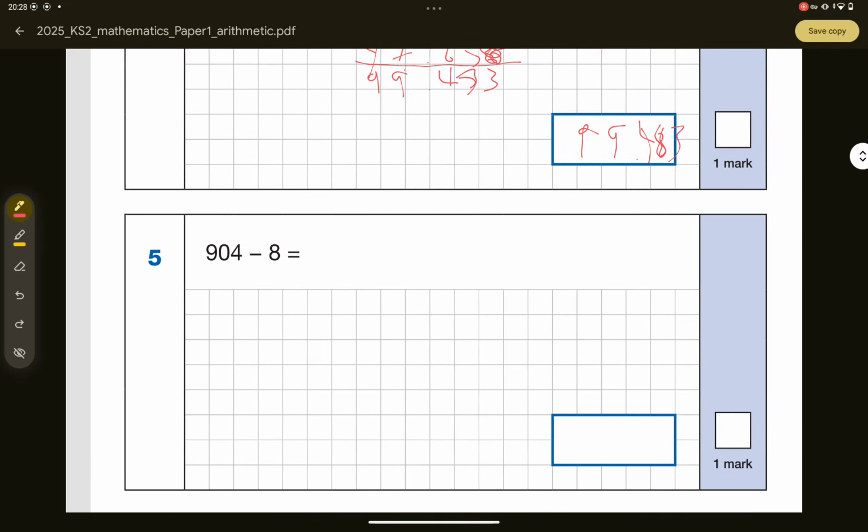So, question 5, 904 minus 8. You can partition this into 4 and 4. Then you can do 904 minus 4, which equals 900, and then 900 minus 4 again, which is 896.